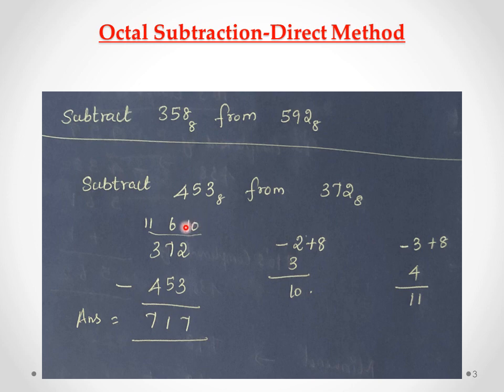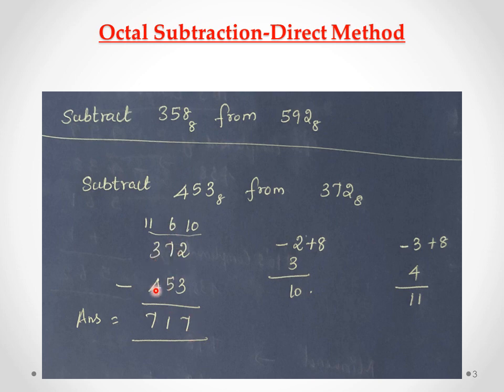Now let's see how it's changed to 10. That means getting carry from this position. Carry is normally 1, but here in this octal case the carry 1 is equal to 8. So I'm adding 2 plus 8, so this number changed to 10. So now 10 minus 3 is 7. Next, 6 minus 5 is 1.